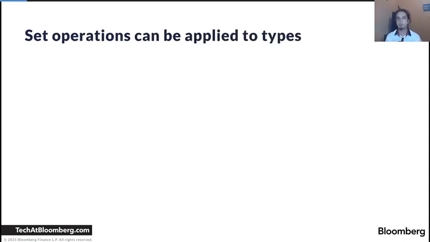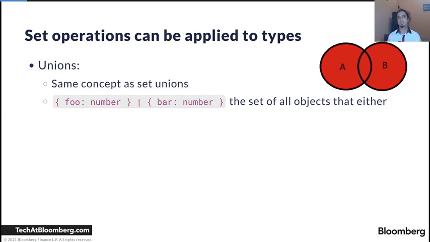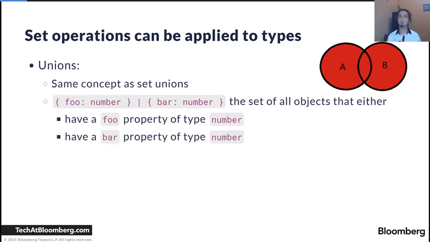So armed with this new understanding of types, let's see what operations we can perform on types that are similar to set operations. The first one would be unioning. And this is the same concept as set unions. Namely, if we create a new set that represents the union of two other sets, that means that we're creating a set that has values that can either belong in the first set or in the second set. Similarly, if we create the union of two types, what we're creating is a new type whose values can either satisfy the conditions described by the first type or the second type. This means they can either have a foo property of type number or a bar property of type number. So this is the new set that we are describing.